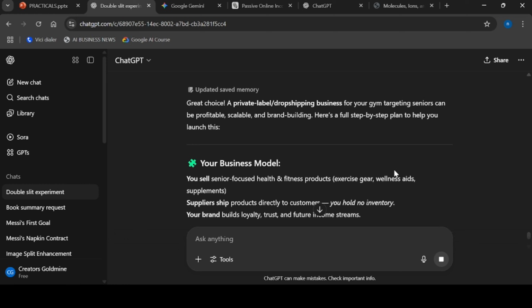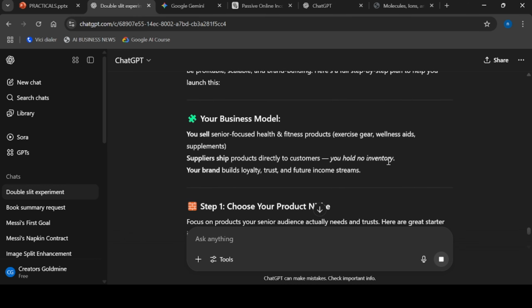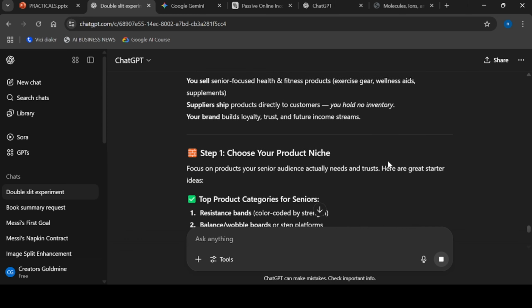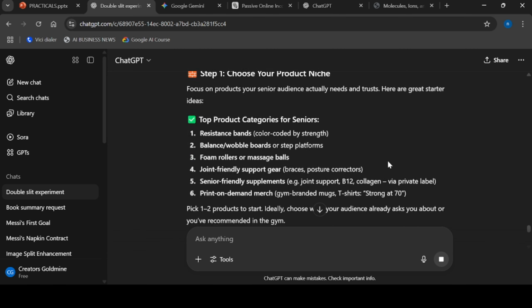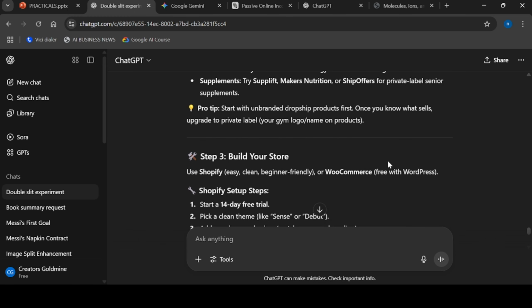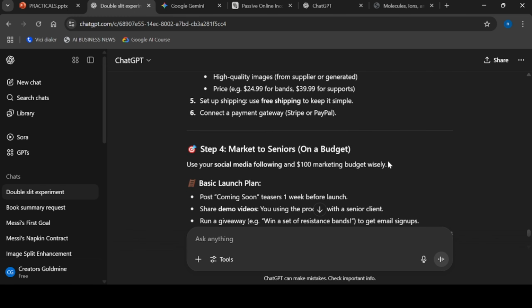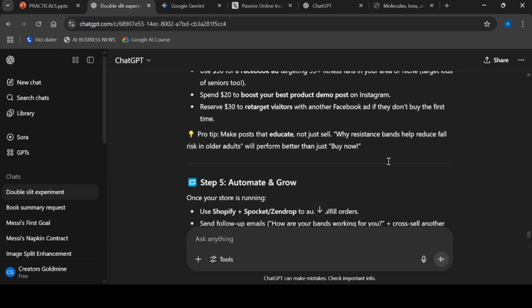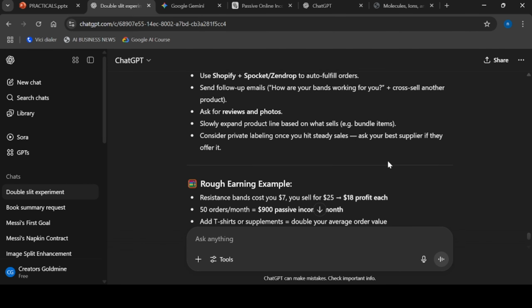Now, great choice, a private label drop shipping business for your gym. Targeting seniors can be profitable, scalable, and brand building. Here's a full step by step plan to help you launch this. One, your business model: you sell senior focused health and fitness products, exercise gear, wellness aids, supplements. Now, step one, choose your product slash niche. Now, secondly, find a supplier or drop shipper. Thirdly, build your store to market to seniors on a budget. Now, five, automate and grow.